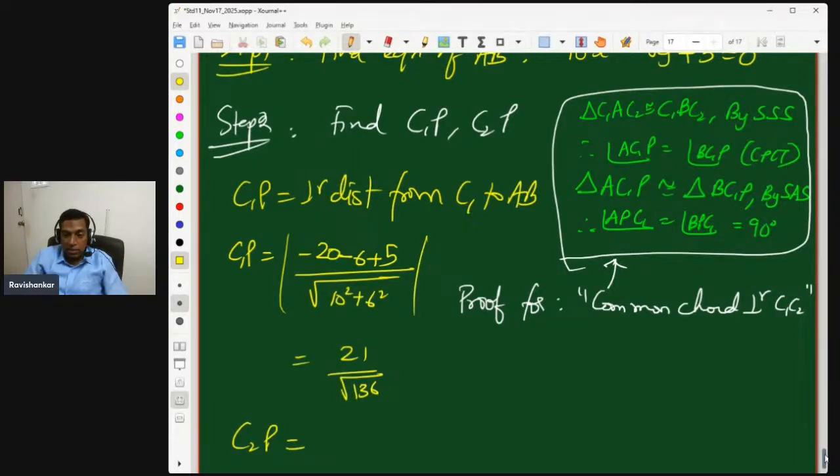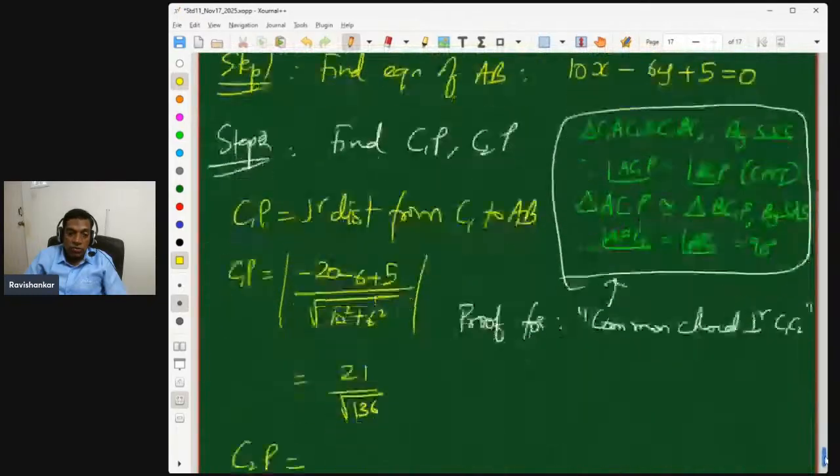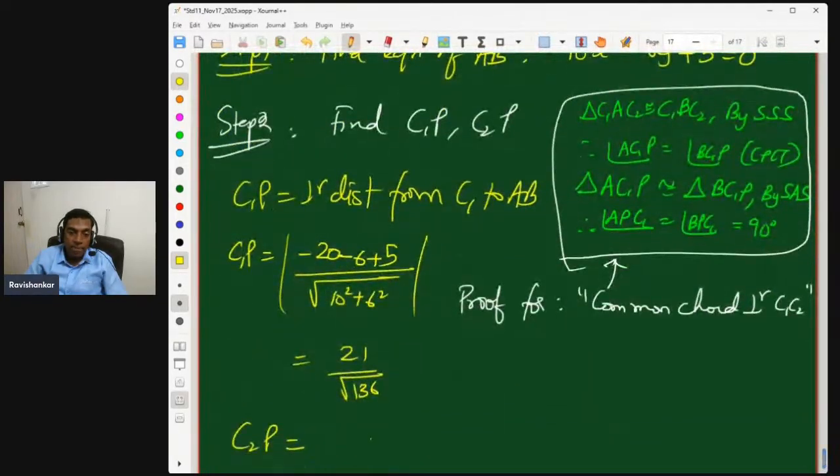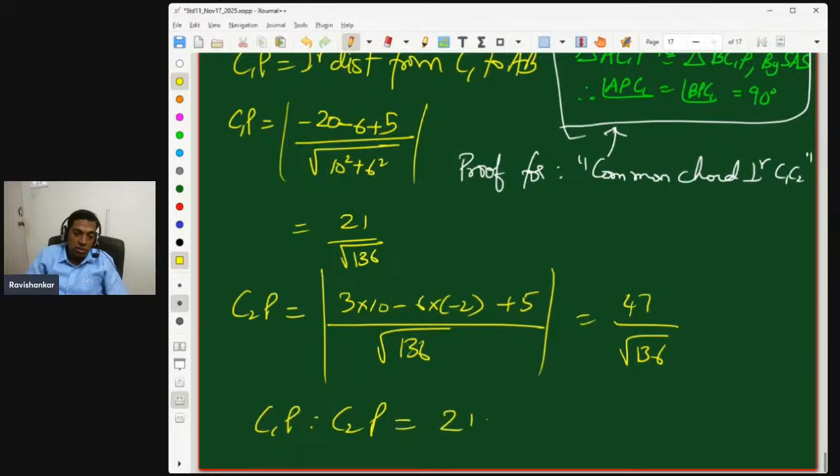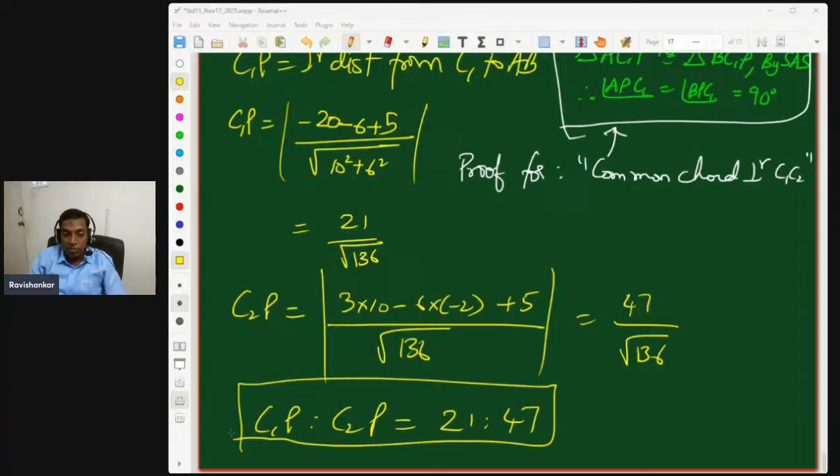C2P: C2 is (3, -2). So 3 into 10, minus 6 into -2, plus 5, by root 136, which is 47 by root 136. So C1P to C2P is 21 is to 47, which happens to be one of the options. Option B is the right answer.